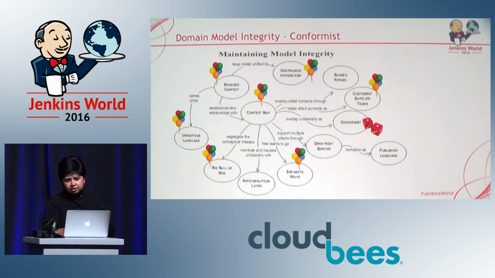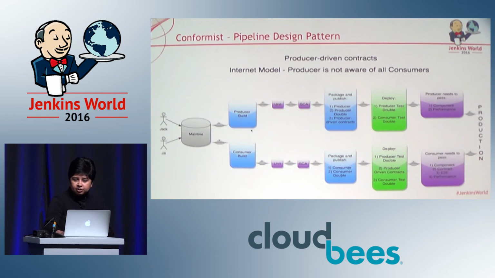The other thing to look at is a conformist. This is the exact opposite of customer-supplier teams. With conformist, you again have a producer pipeline and a consumer pipeline, but this time the consumer has to conform to the producer. That's the business requirement, which means the producer can break the consumer and go to production. So the producer is driving the contract.